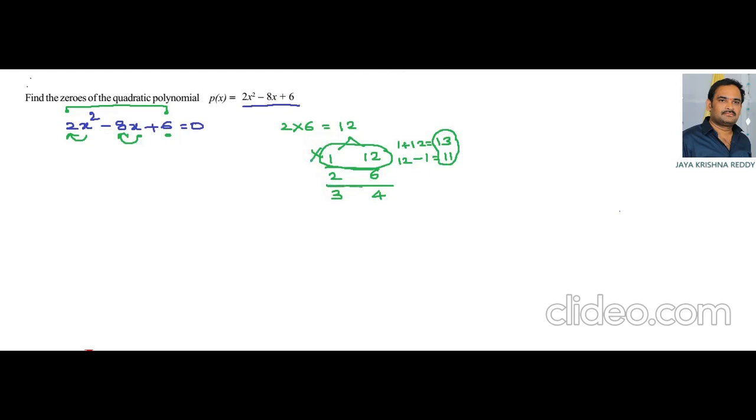Now coming to the second pair, 2 and 6. By adding 2 and 6, 2 plus 6 equals 8. Here we got 8, that is equal to the coefficient of x here.